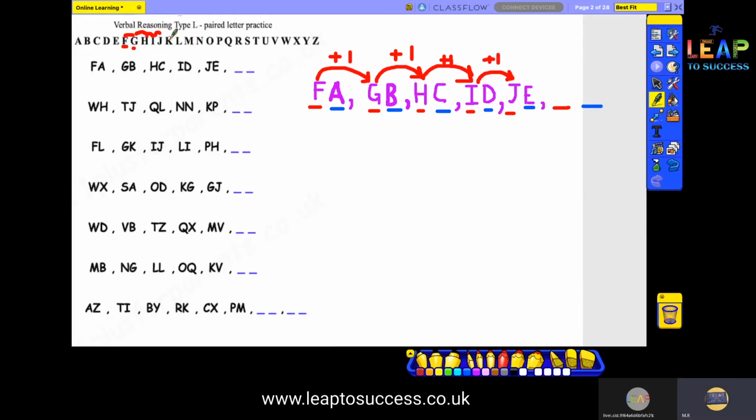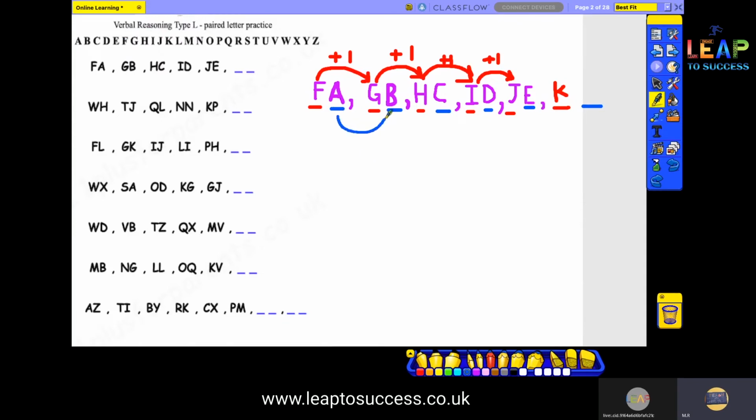Now we're moving on, we're finding the first letter of the next pair, the missing pair. So you plus 1 from J and you end up with K. Now that solves the first letter pair. Now we're moving on to the second letters.